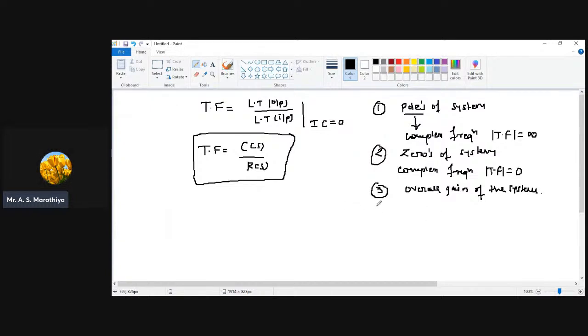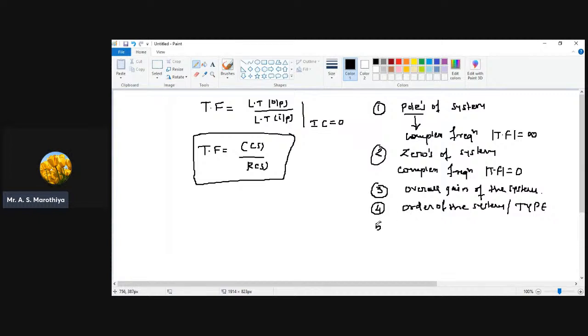Then once you know the transfer function of the system, we are in a position to find out the order of the system, and we are also going to find out the type of the system. If you are interested to find out the order and the type of the system, then we can easily find out these values corresponding to a given system if you know its transfer function.